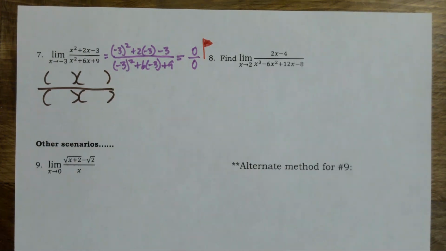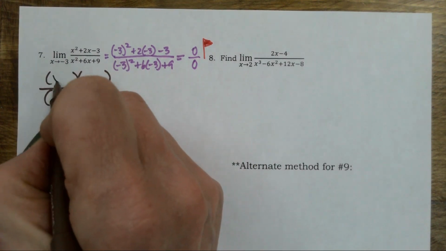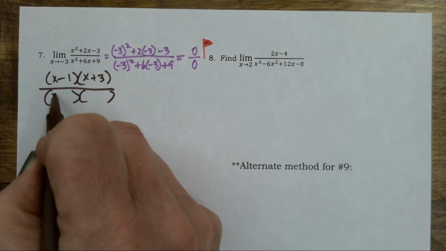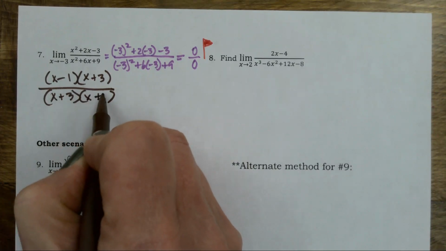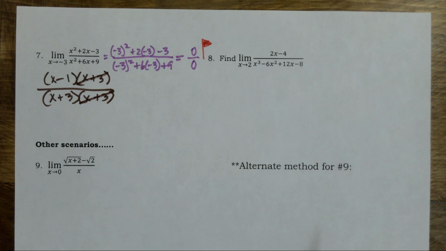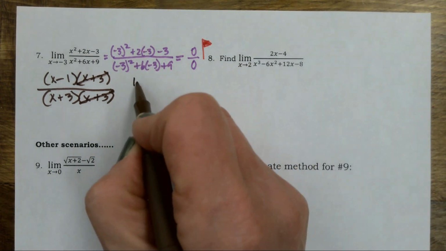I've done a lot of factoring. I'm done. Can you guys factor for me? X minus 1, x plus 3 on top. Awesome. X plus 3, x plus 3 on the bottom. Get rid of the culprit. And then I will reevaluate.